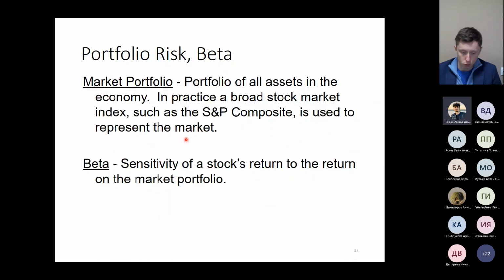The final thing that I want to introduce to you today is the estimation of the risk within the portfolio. As I told you, diversification is an important thing, and there is a special tool that we use in order to estimate the risk of an asset within the portfolio. There is this market portfolio of all assets in the economy. Usually we have the S&P 500 as the market portfolio, and beta is the sensitivity of a stock's return to the market portfolio.